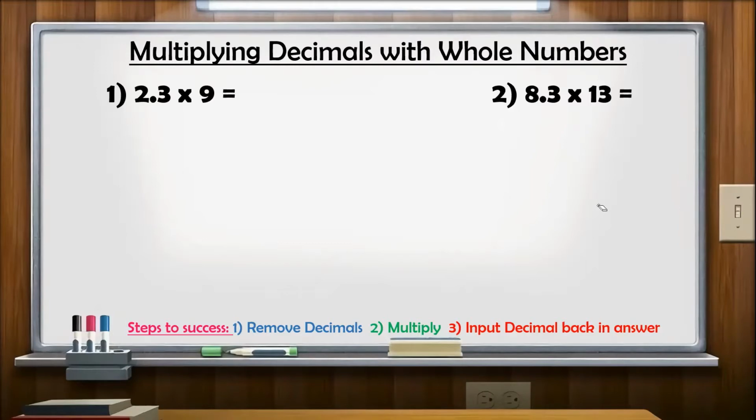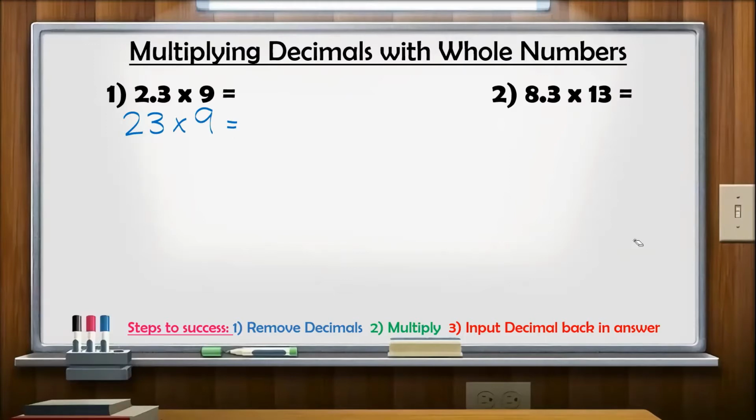Start with example 1, 2.3 times 9. Now, by following my steps to success, step 1 instructs me to set up the question by rewriting the problem by removing the decimal point. Now, not to worry, the decimal point that I'm removing, I will bring back in at the end as it plays a significant part in reaching our final answer.